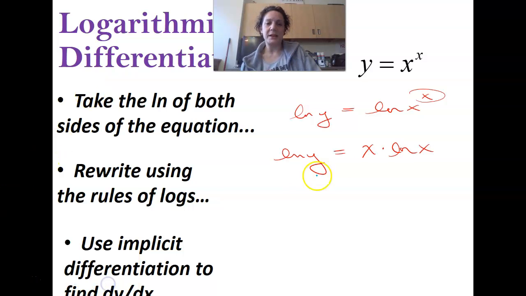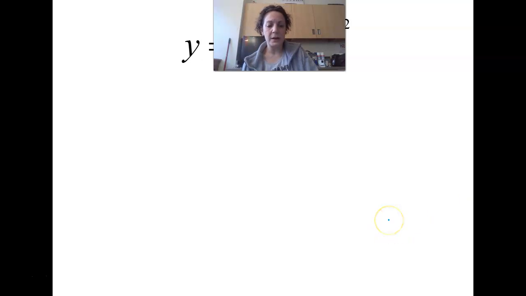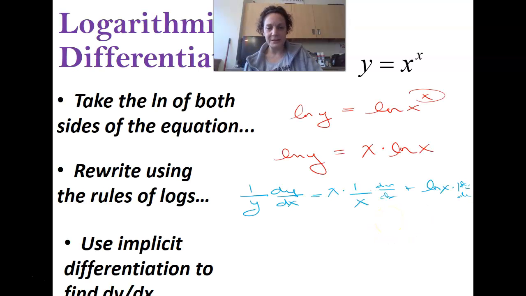differentiation on both sides. So the derivative of the natural log of y is going to be 1 over y dy/dx. On this side, I have a product. So I'm going to have x times the derivative of the natural log of x, which is 1 over x dx/dx, plus the natural log of x times 1, which is the derivative of x, dx/dx. Again, you may be completely over writing dx/dx by now, and that's fine if you are.